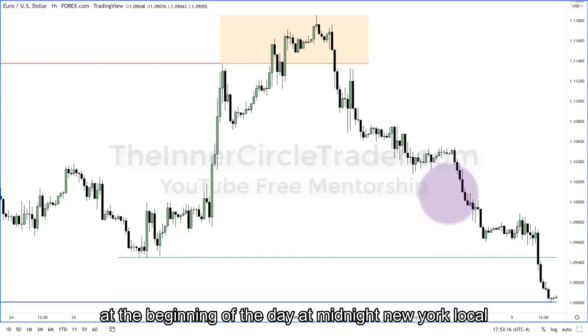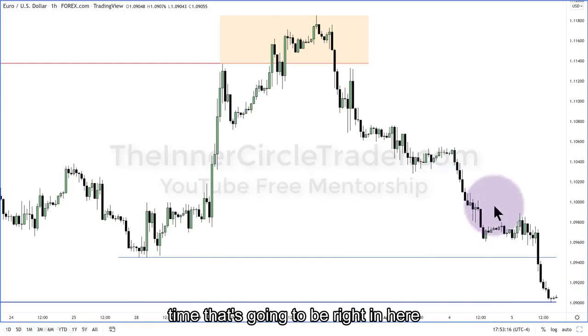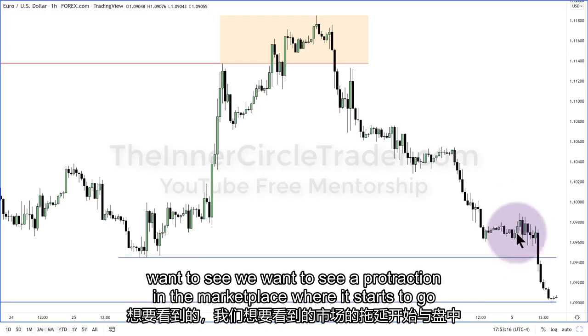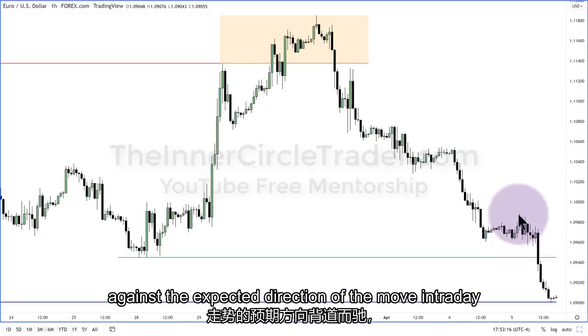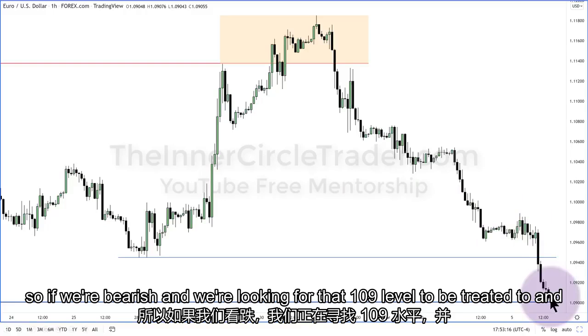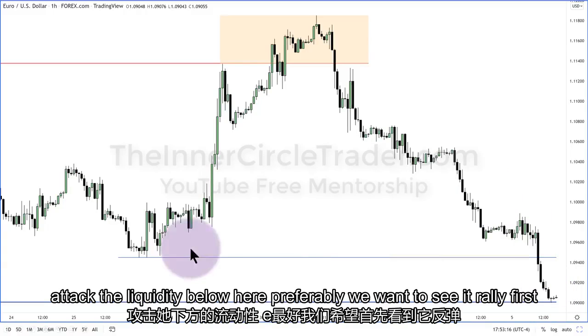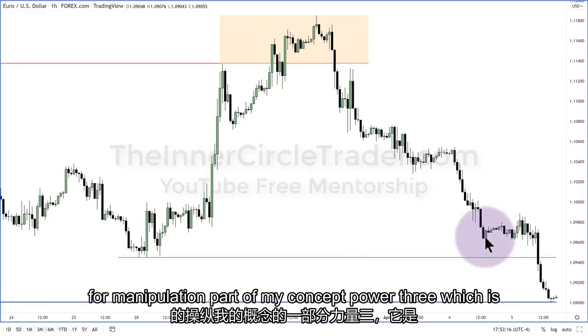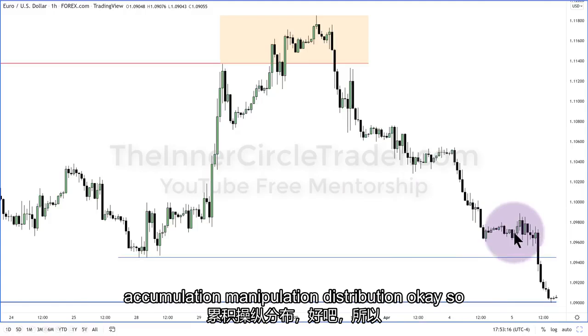At the beginning of the day at midnight, New York local time, that's going to be right in here. If we see the market rally up, which is what we want to see, a protraction in the marketplace where it starts to go against the expected direction of the move intraday. So if we're bearish and we're looking for that 1.09 level to be traded to and attack the liquidity below here, preferably we want to see it rally first. That's the Judas swing. Okay, that market protraction is what we're looking for, manipulation, part of my concept Power 3, which is accumulation, manipulation, distribution.